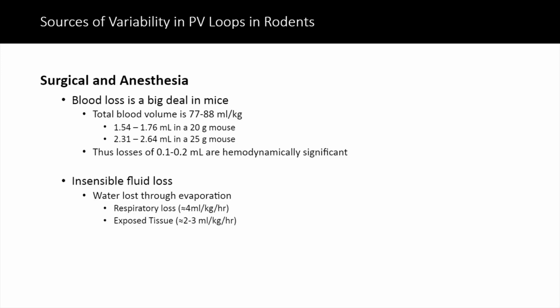Another, which is perhaps not as obvious, is the insensible fluid loss. So just through breathing, whether the mouse is breathing on its own or whether you're ventilating it, you're going to find that there's a certain amount of volume lost over time. And that can become not an inconsequential amount when we think about the length of the procedure. For a normal PV loop experiment, you might run 45 minutes to an hour, and that could lead to a loss of 4 to 5 mL per kilogram of fluid. And of course, in a mouse, it's much smaller.